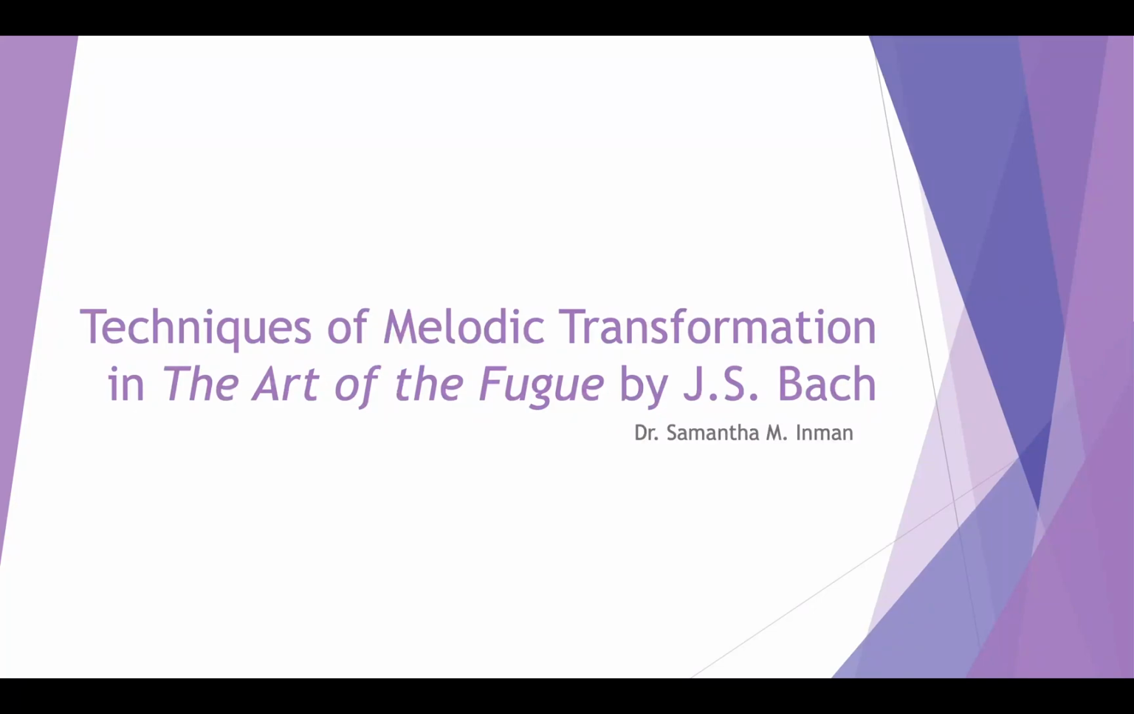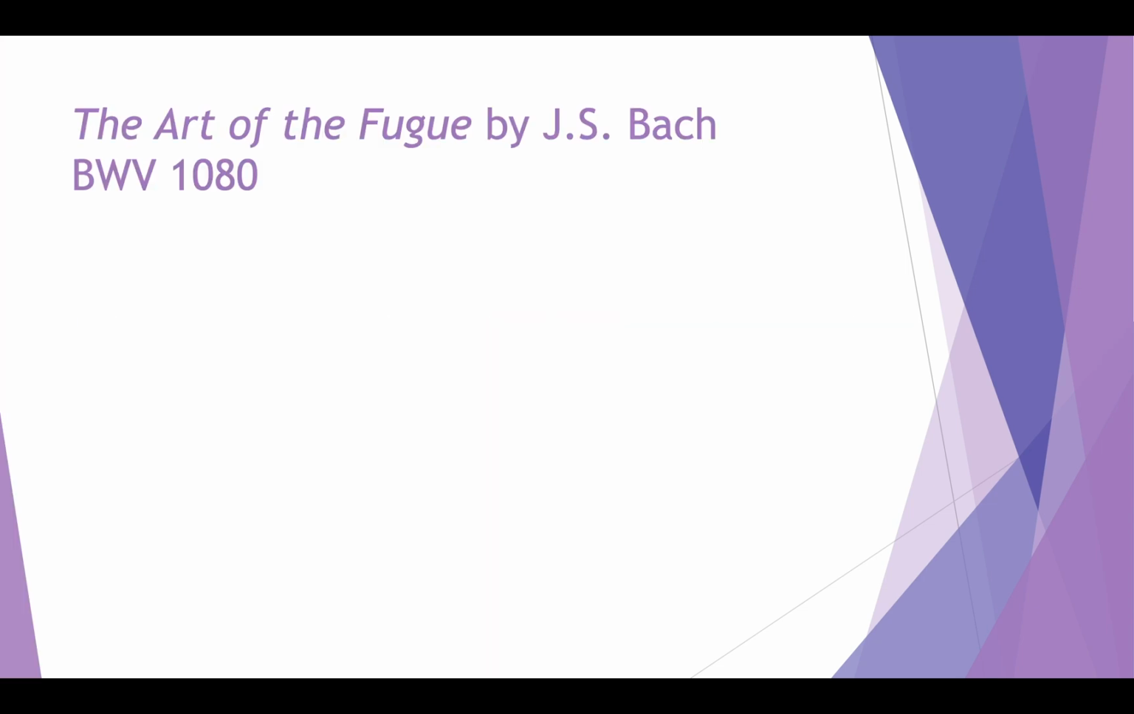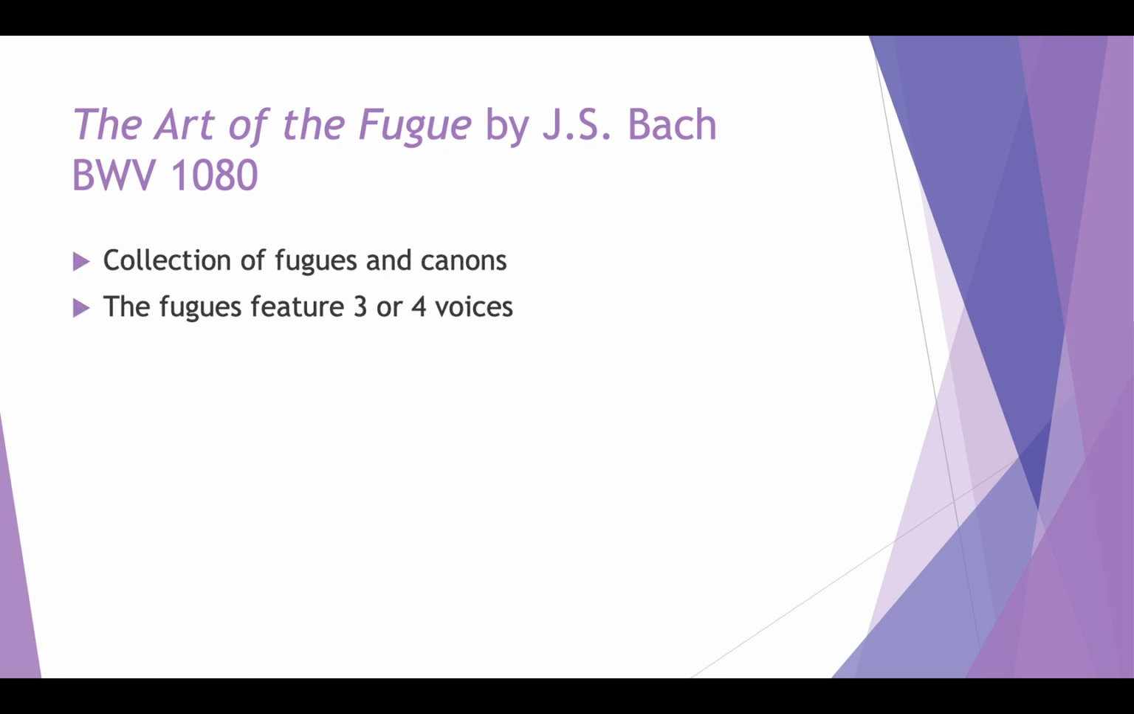This video examines techniques of melodic transformation that are evident in The Art of the Fugue by J.S. Bach. The Art of the Fugue is a collection of fugues and canons. Specifically, the fugues tend to feature 3 or 4 voices. Interestingly, the instrumentation of these voices is unspecified, so he just wrote these in open score, and recordings feature any number of different instrumentations. For instance, you'll find recordings for saxophone ensemble, organ, piano, viol consort, brass quartet, brass quintet, woodwind quintet, anything in between.